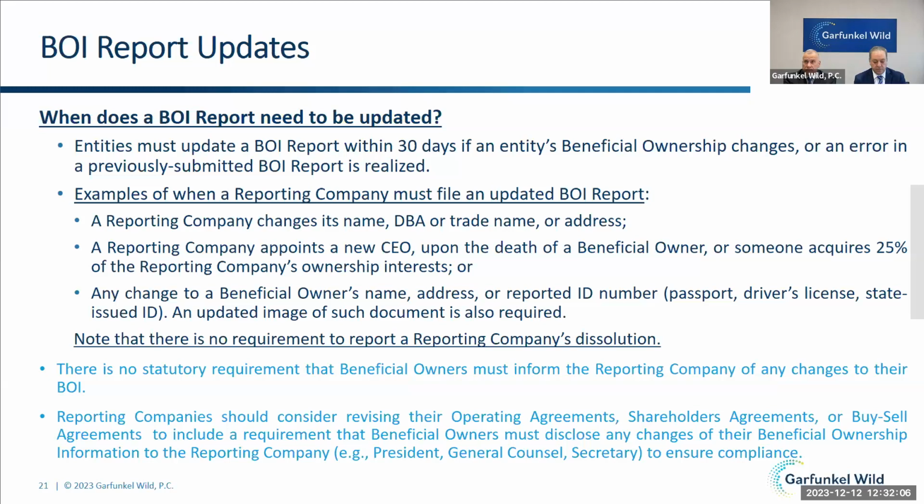But remember, it's not merely ownership interest. It could be a variety of different interests that are aggregated to constitute that respective ownership interest. In addition, any change to a beneficial owner's name, address, or reported ID number, such as their passport, driver's license, etc. So we are all, and you are all, going to have to maintain a constant state of vigilance in connection with what your officers' information is. Your respective entity.